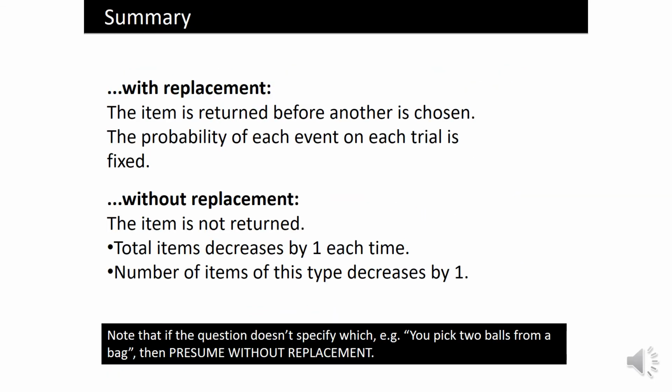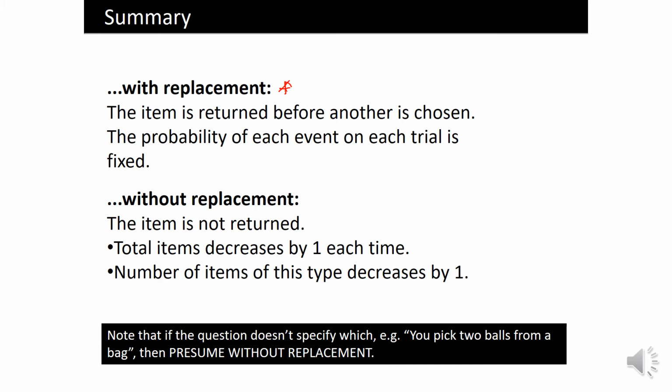So to summarise what we've seen so far, there's two different sorts of tree diagram questions. There's the sort we did before half term, the with replacement. So with these ones, they put the item back before they choose another. So with this one, the amount of items doesn't change. So in your tree diagram, the denominator would be the same.